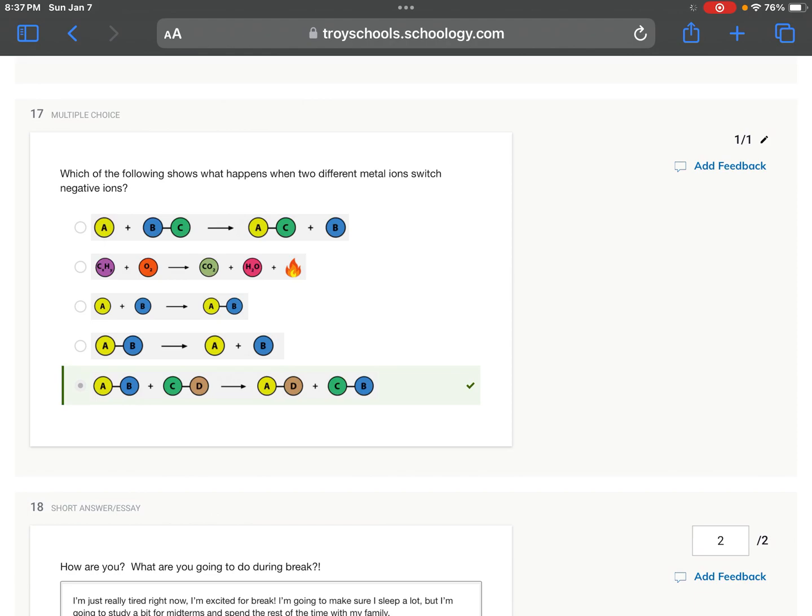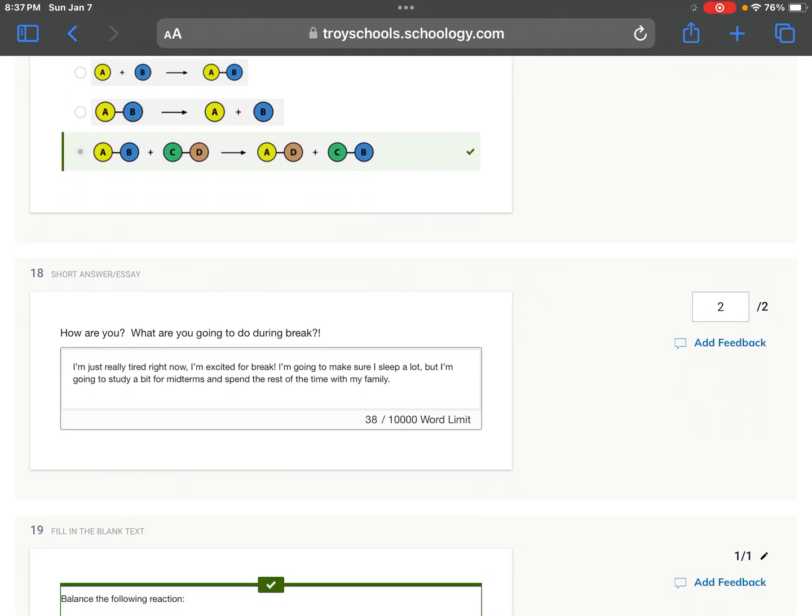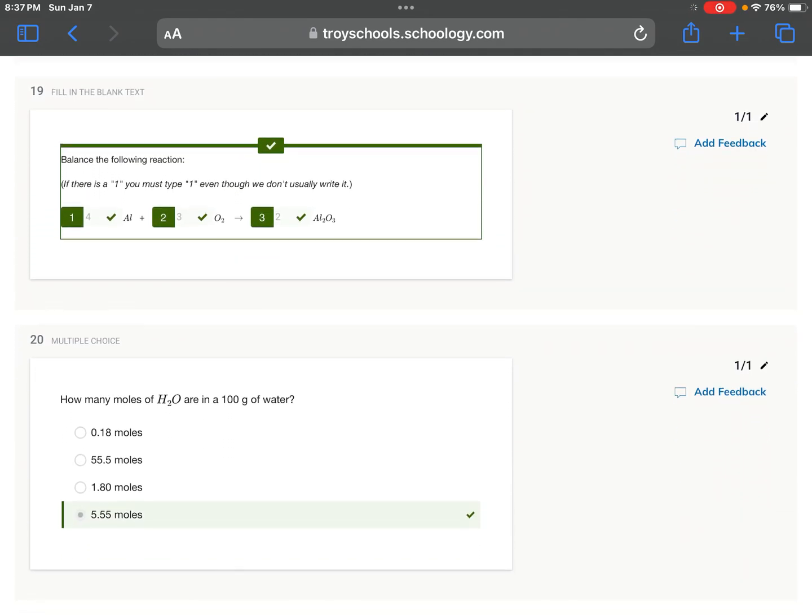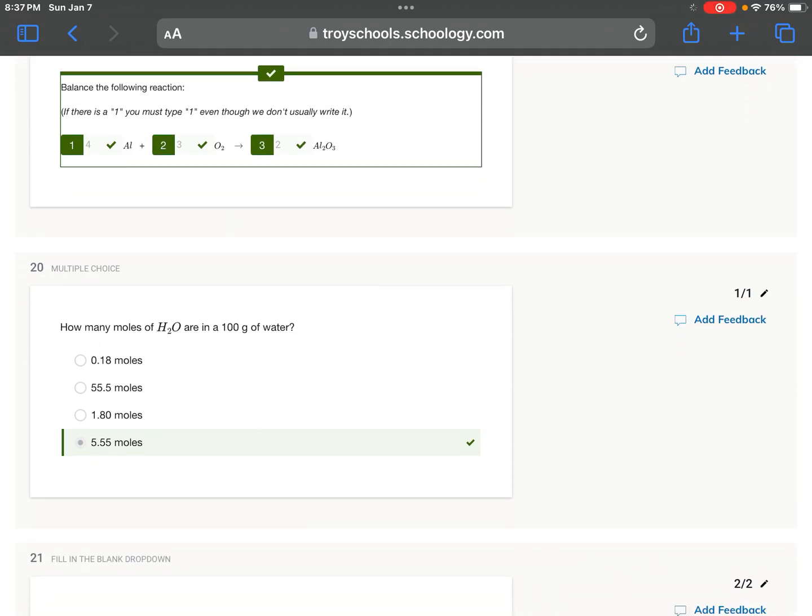For this one, we're looking at which pattern of reaction type where 2 different metal ions switch negative ions, and that's going to be, again, double replacement reaction. So double replacement showing up a few times. For this one, another balancing, a synthesis reaction where we've got aluminum and oxygen coming together to make aluminum oxide. So that balancing for this number 19 is 4, 3, 2.